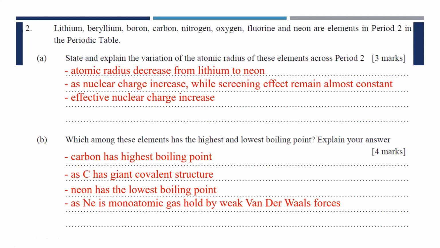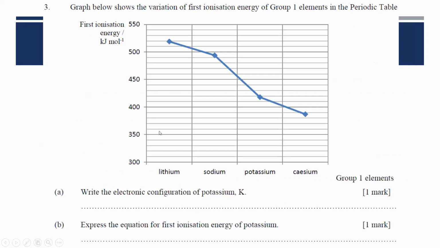Immediately we move on to question number 3. Are you ready? The graph below shows the variations of the ionization energy of group 1. So these are group 1: lithium, sodium, potassium, and cesium in the periodic table. Write the electronic configuration of potassium. When they say write the electronic configuration, you have to write the full one. So 1s2, 2s2, 2p6, 3s2, 3p6, 4s1.